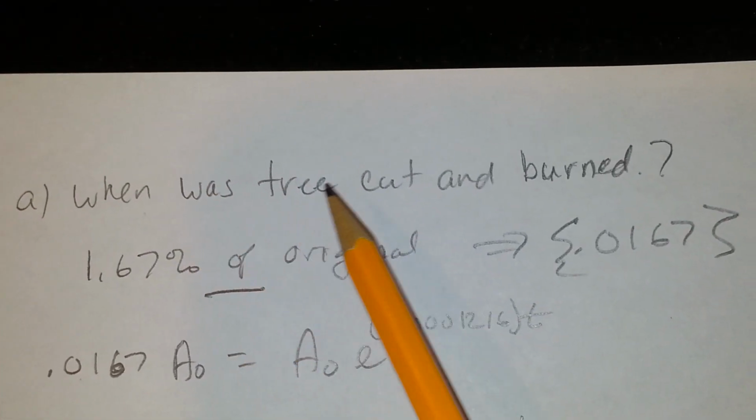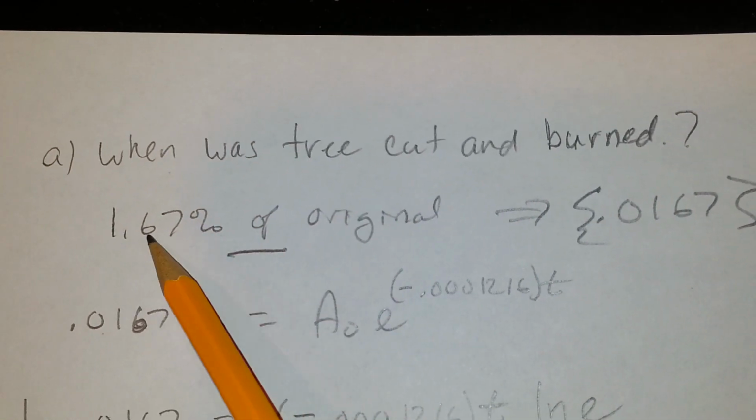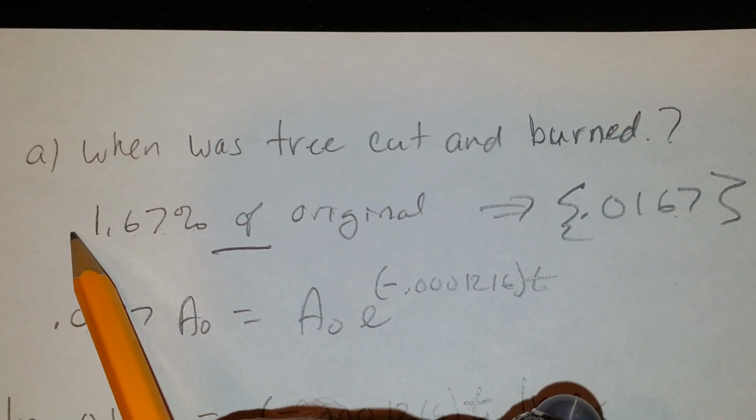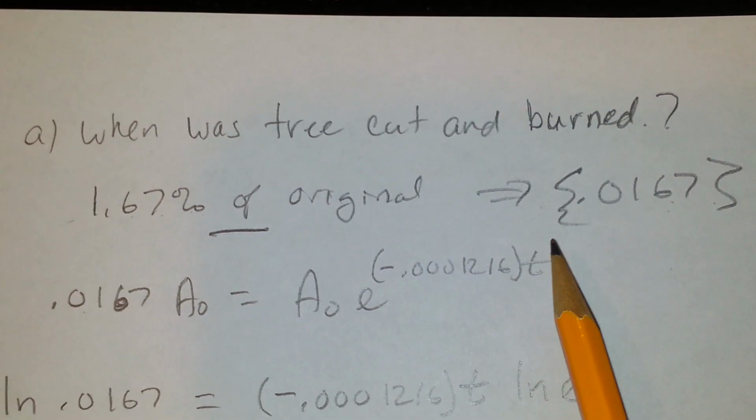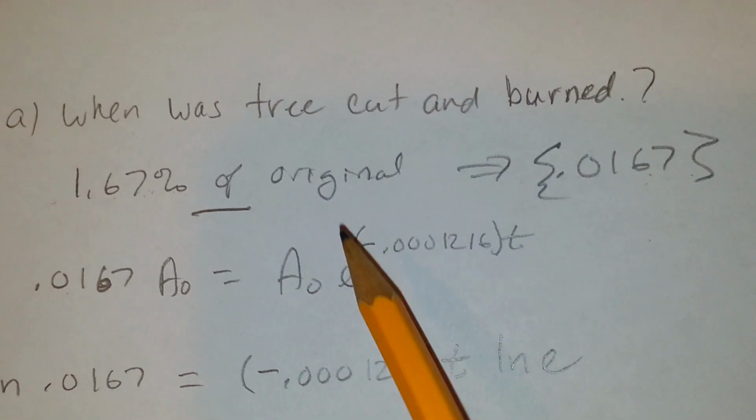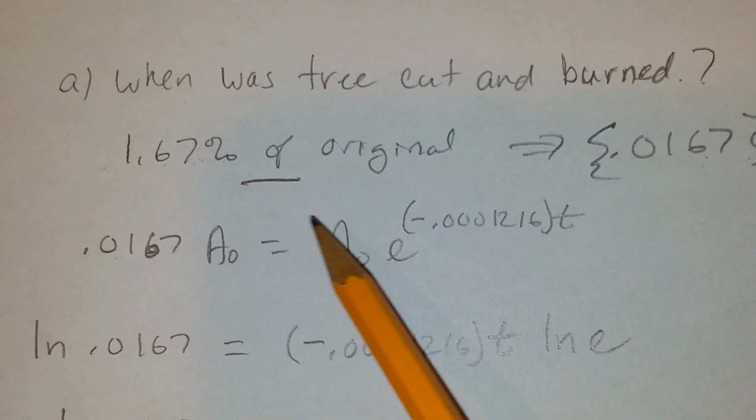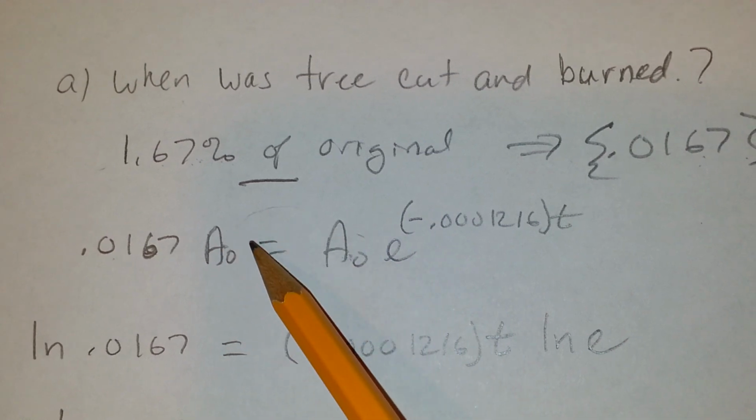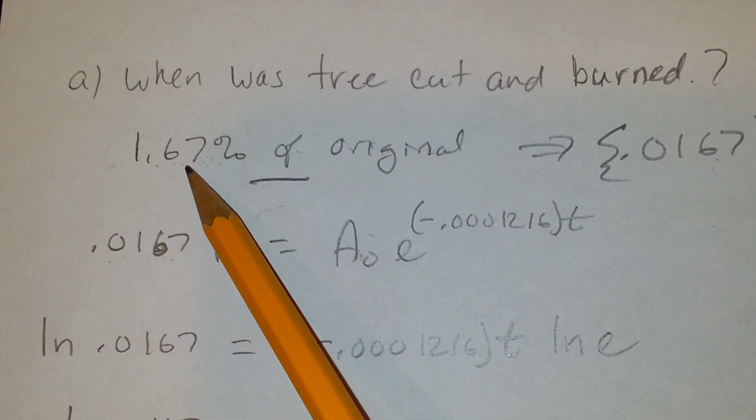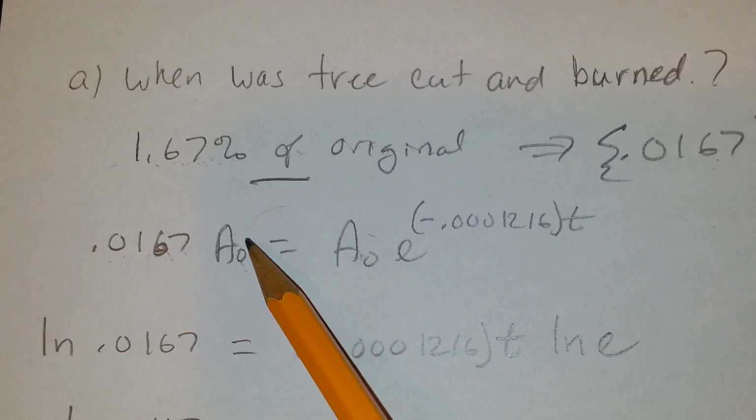Okay. When was that tree cut and burned that we found that carbon-14 from in that archaeological dig? Remember, 1.67% of the original, okay, that's 0.0167 in decimal form, right? If I move that 2 places over, this is 0.0167 in decimal form, okay? So remember, 1.67% of the original amount of carbon-14 was found in this. So if this represents the original carbon-14 in the wood, this new amount as a function of time is 0.0167 of that, right? What's 1.67% of the original? Remember, of means multiply. That'd be 0.0167, turn that into a decimal form, okay, times the original, okay?